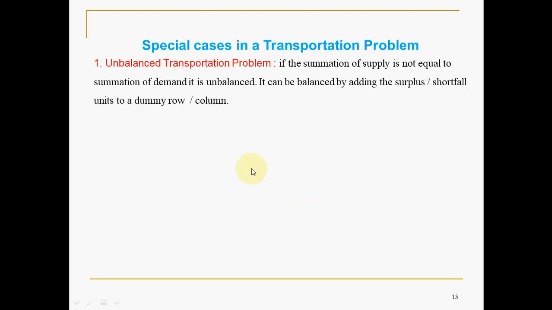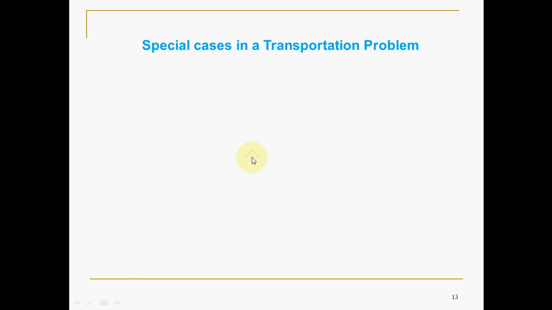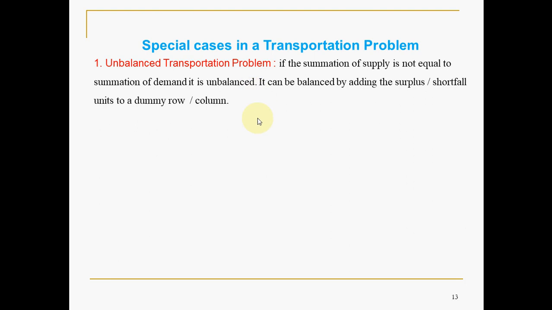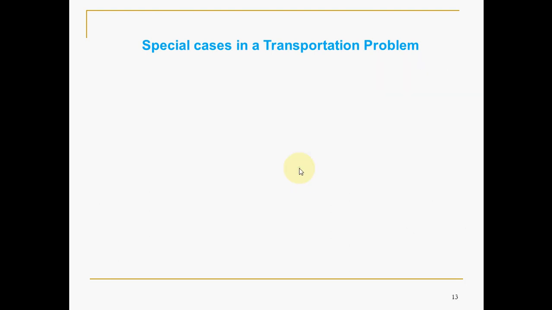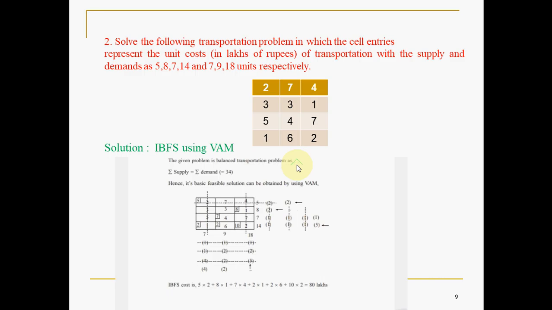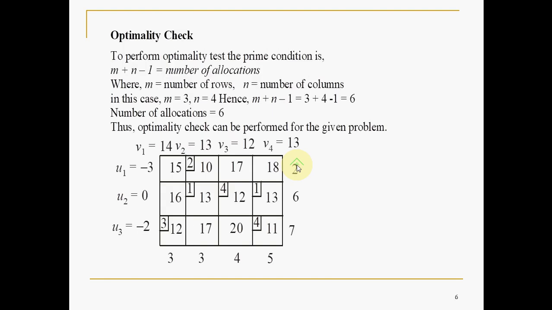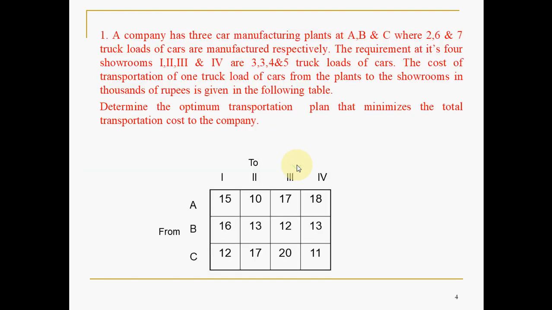Now let us discuss some special cases in the transportation problem, as I have told. First, the unbalanced problem. If the summation of supply is not equal to the summation of demand, it is unbalanced. It can be balanced by adding the surplus or shortfall units to a dummy row or dummy column. Let us see one by one. To find the IBFS it should be a balanced problem. In some problems, sigma supply may not be equal to sigma demand.